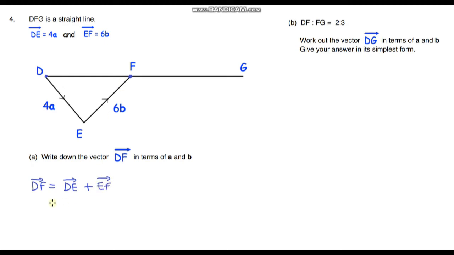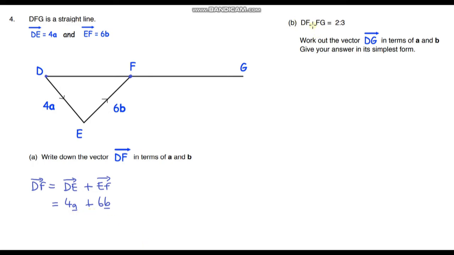That's the vector EF. So what are these vectors in terms of A and B? Well, DE is 4A, and then EF is 6B, so it would be plus 6B. So that was nice and easy, that one. So that's our answer, 4A plus 6B.